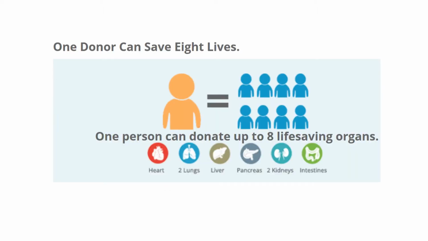So one donor can save 8 lives, which is, when you think about it, amazing. The heart, 2 lungs, liver, pancreas, 2 kidneys, and intestines. And that's the minimum. Sometimes they'll even use part of the liver on one person if they have multiple people that are a match, because the liver can be divided and is one of the few things that grows back. So you can actually transplant part of the liver from a living donor, or if someone is being harvested for their organs, they may actually divide it up. Okay.